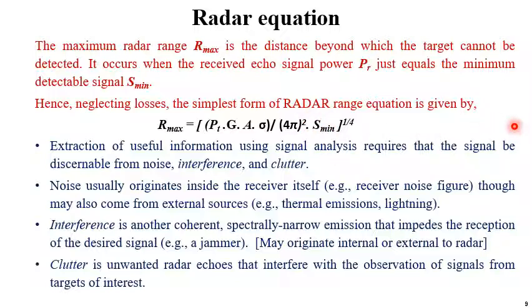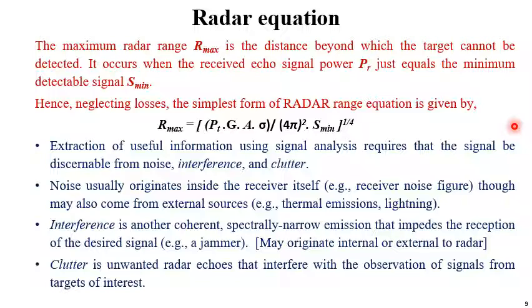Extraction of useful information using signal analysis requires that the signal be discernible from noise, interference, and clutter. Noise usually originates inside the receiver itself. An example is the receiver noise figure, though it may also come from external sources like thermal emission, lightning, or cosmic noise.